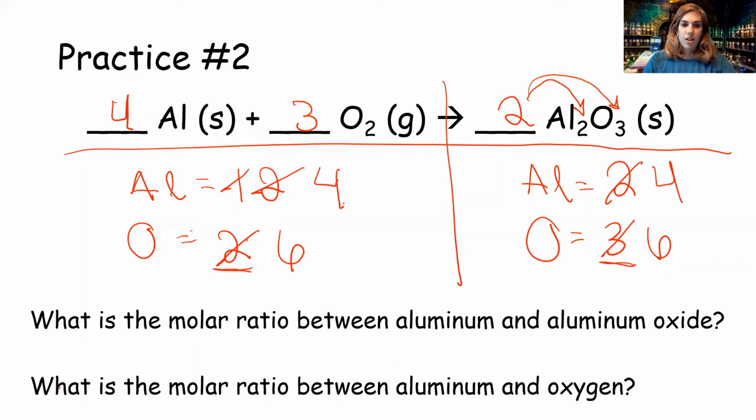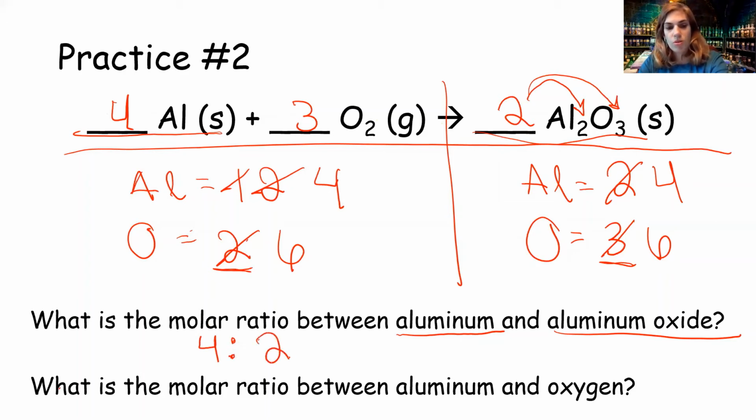Now let's answer the following questions. What is the mole-to-mole ratio between aluminum and aluminum oxide? So we have aluminum here and aluminum oxide. Once again, I'm looking at these coefficients. So I see that aluminum is 4 moles and aluminum oxide is 2 moles, which tells me that for every 4 moles of aluminum, we produce 2 moles of aluminum oxide.